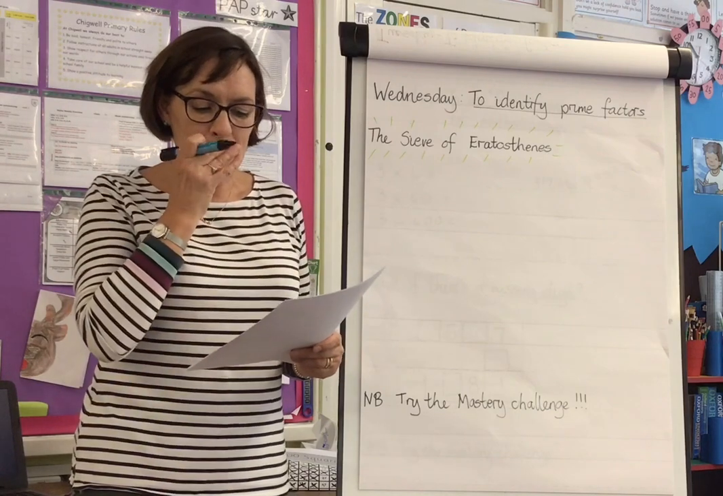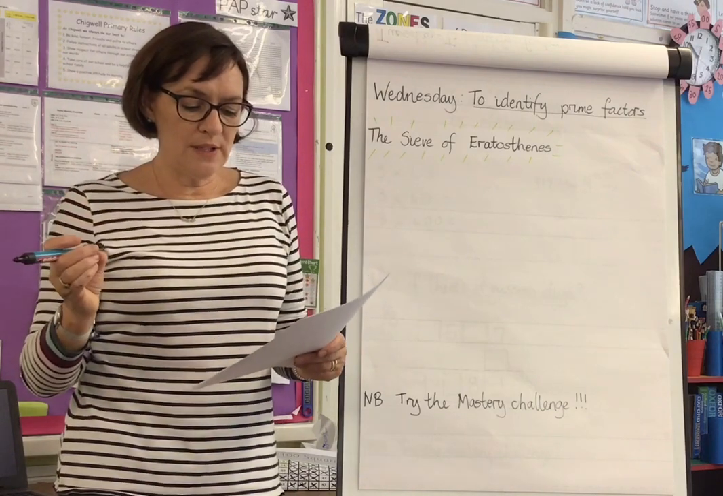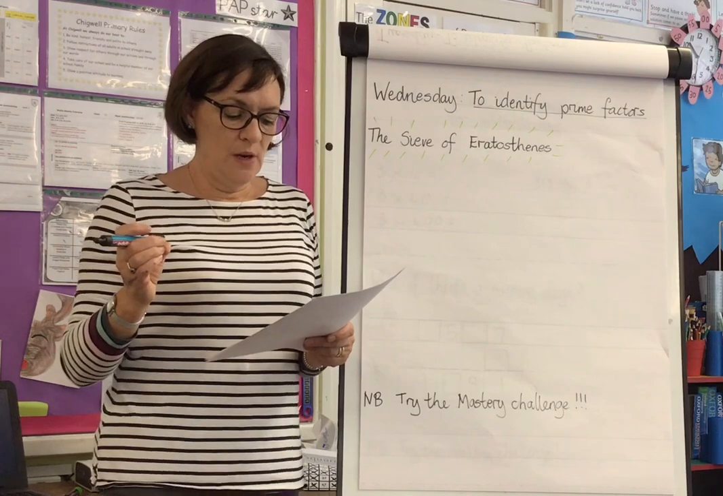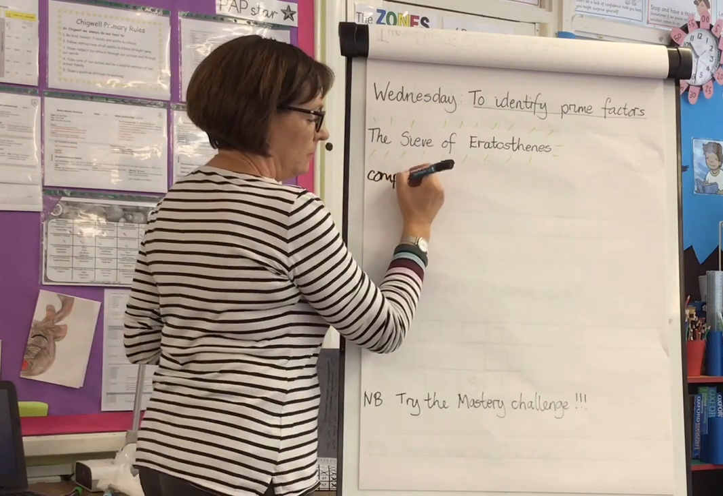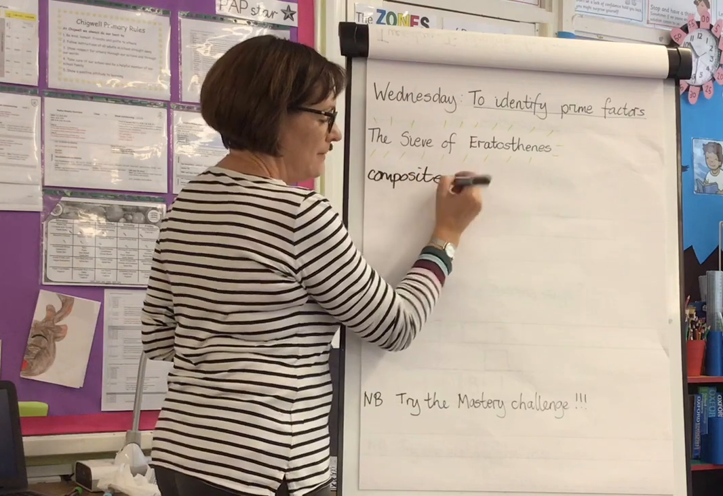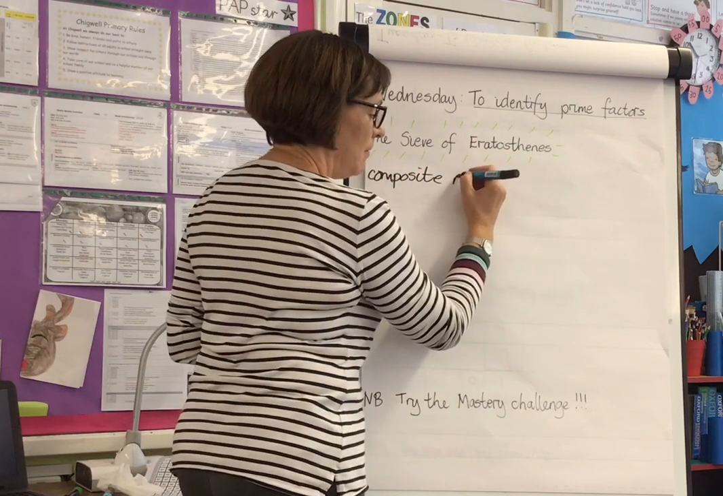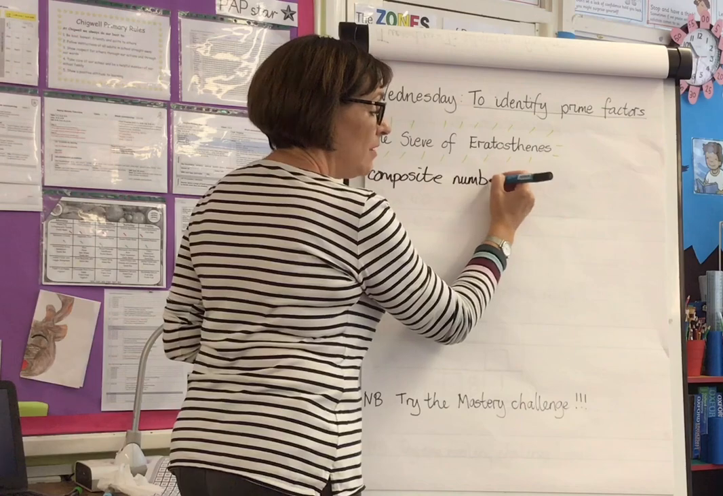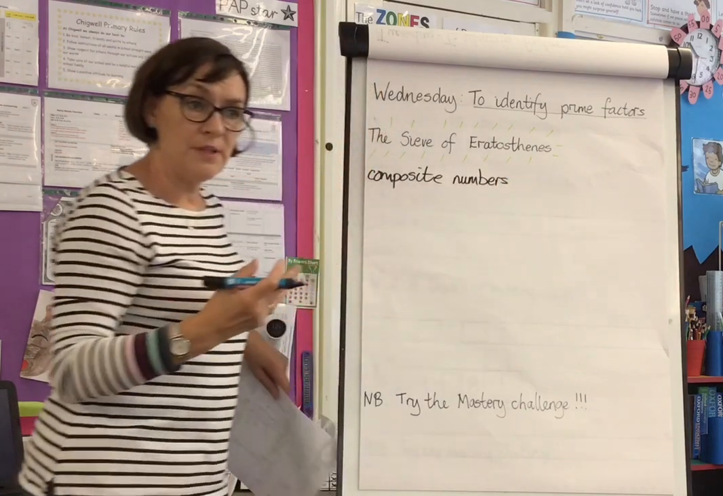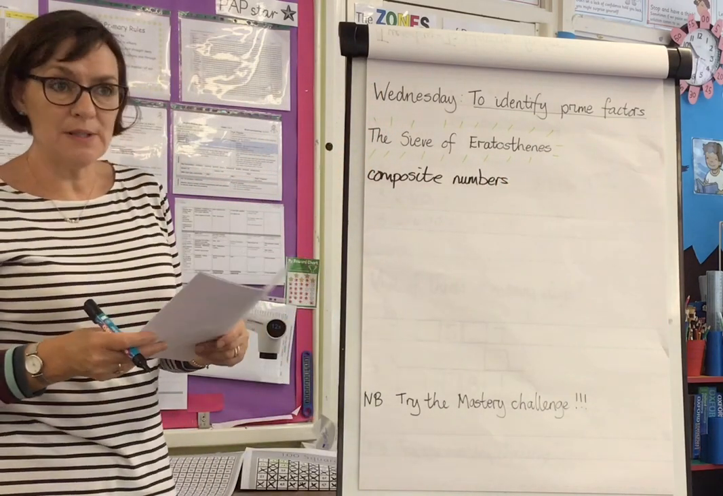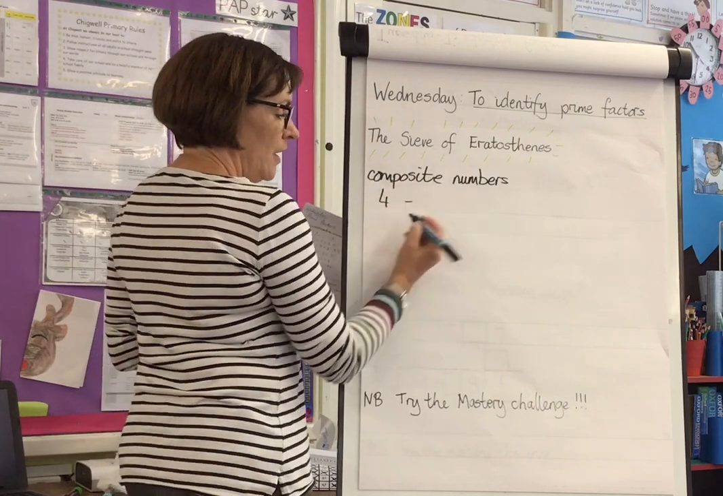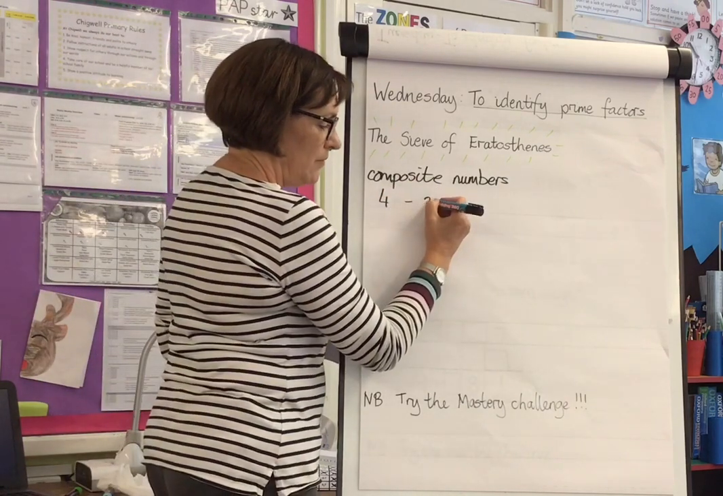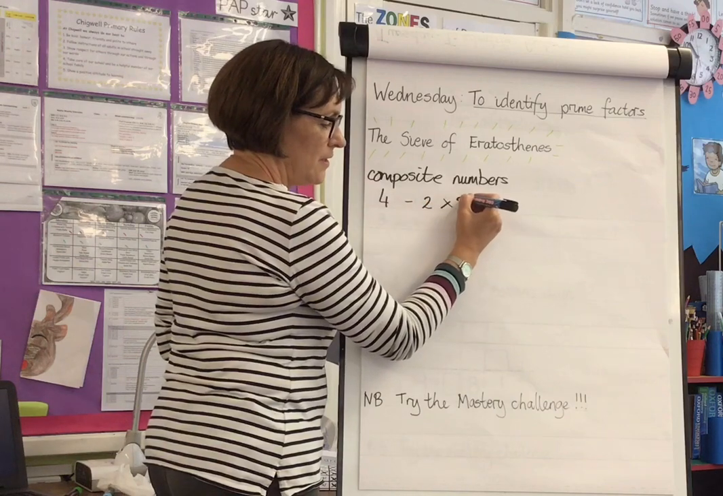Now, all whole numbers that are not prime numbers, we call them composite numbers. Composite meaning made up. They're composite numbers because they are made up of prime numbers. They are made up of prime numbers by multiplying them. Let me demonstrate. So if we take the number 4, to find 4 we can multiply 2 times 2.